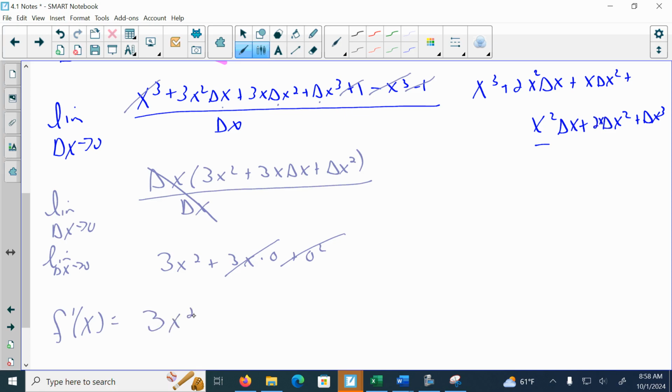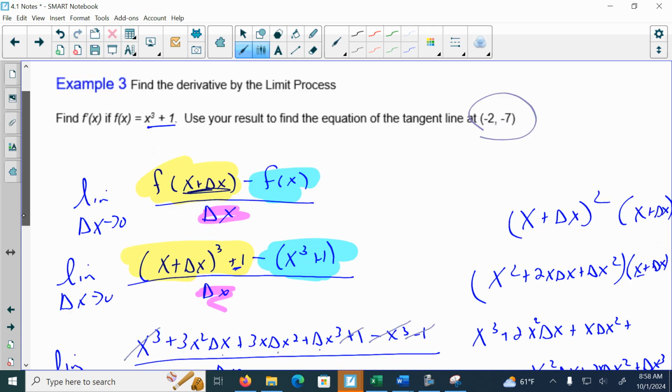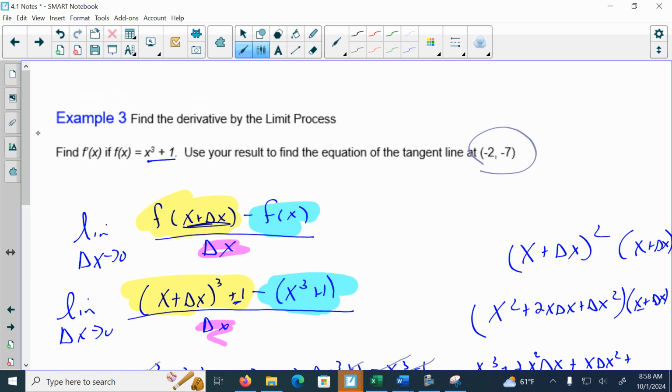Now if I wanted to find the derivative at any point, I would just substitute it in. So it wants me to find the derivative at -2, -7. So I'm going to find f prime of -2. And when I do that, I get 3 times -2 squared. So that'll be 3 times 4. So the slope is 12. The slope of the tangent line at that point is 12. But it doesn't just want the slope. It wants the whole tangent line.